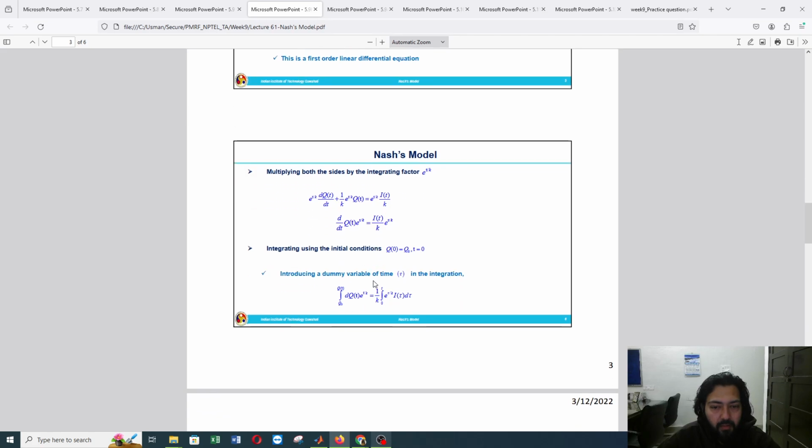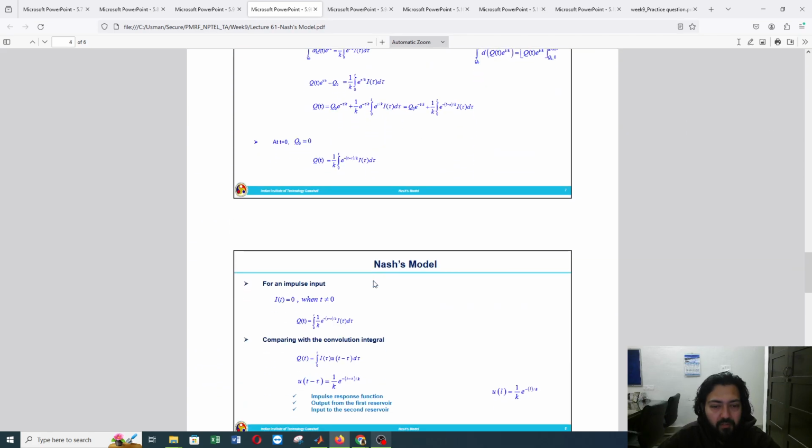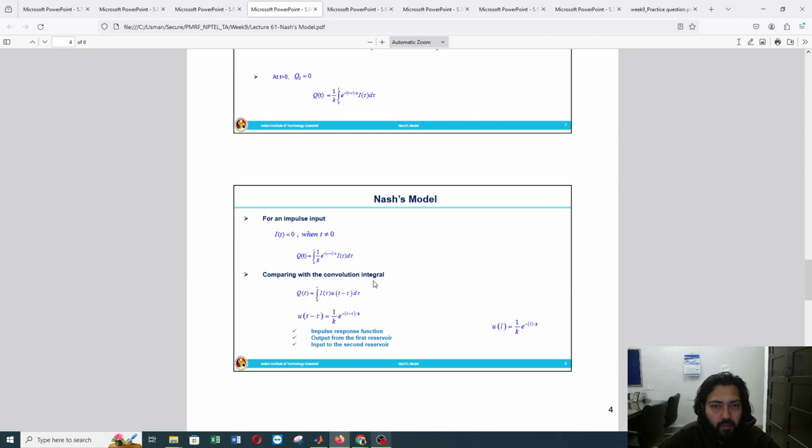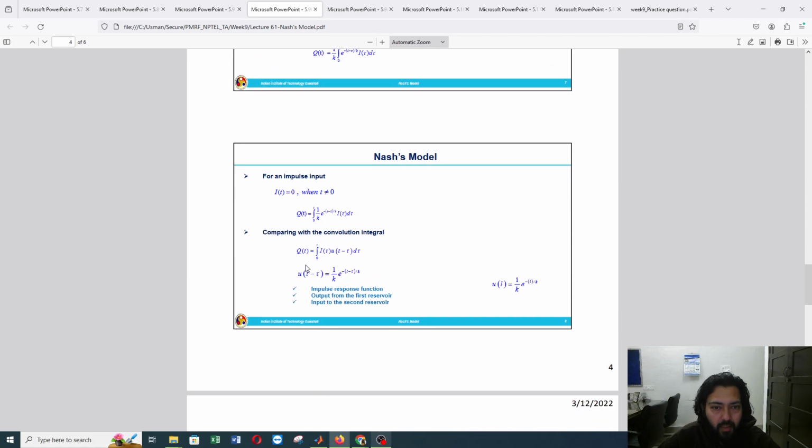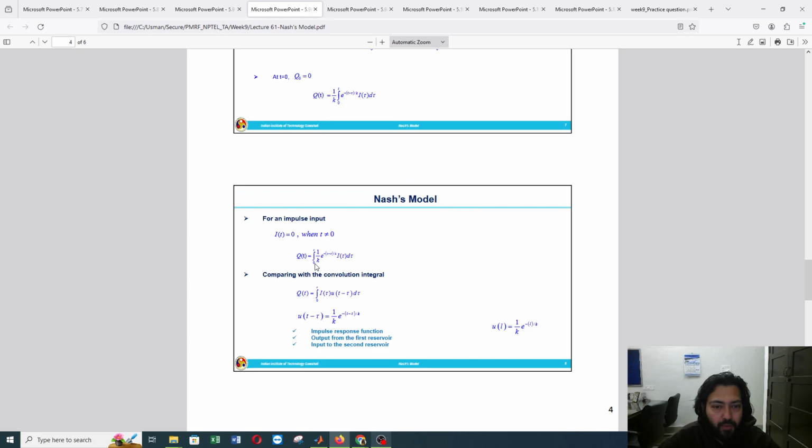And we'll solve this equation and we'll get a finalized form like this, that is Q(t) is equal to the integral from 0 to t of 1/K e to the power of minus (t minus tau)/K I(tau) d tau, right? And when we compare this with the convolution integral equation, we come to know that the output is Q(t), here the kernel is u of t minus tau, and the input is I(tau), where the function is 1/K e to the power of minus t/K.